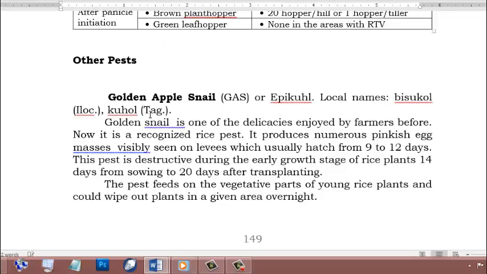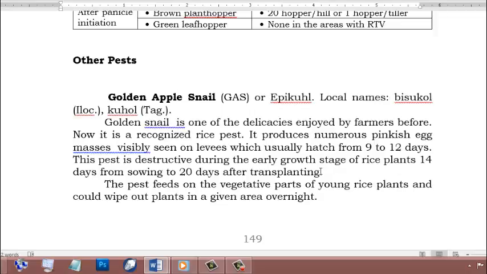So we should get rid of them. Golden snail is one of the delicacies enjoyed by farmers before, but now it is a recognized rice pest. It produces numerous pinkish egg masses visibly seen on leaves. Libis, no? Libis means the soil near the rice field that separates other rice fields, which usually hatches from 9 to 12 days.